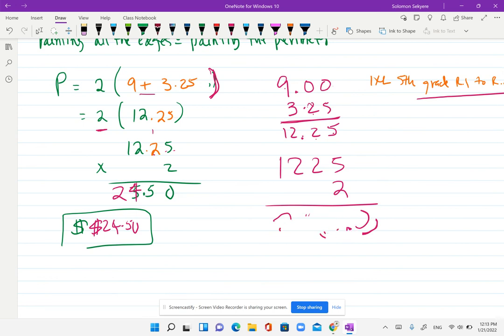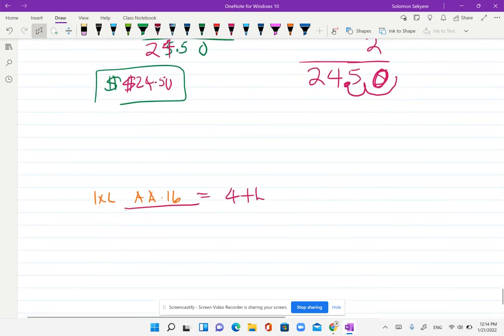What did I say? I said disregard the decimal. So multiply 1225 by 2, and you get 2450. After that, bring your decimal places back, 1, 2. That gives 24.50. This is how many meters of edge there are to paint.